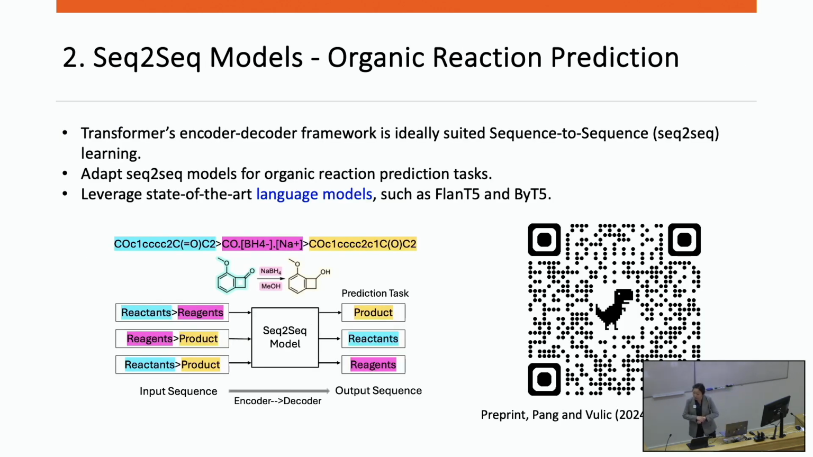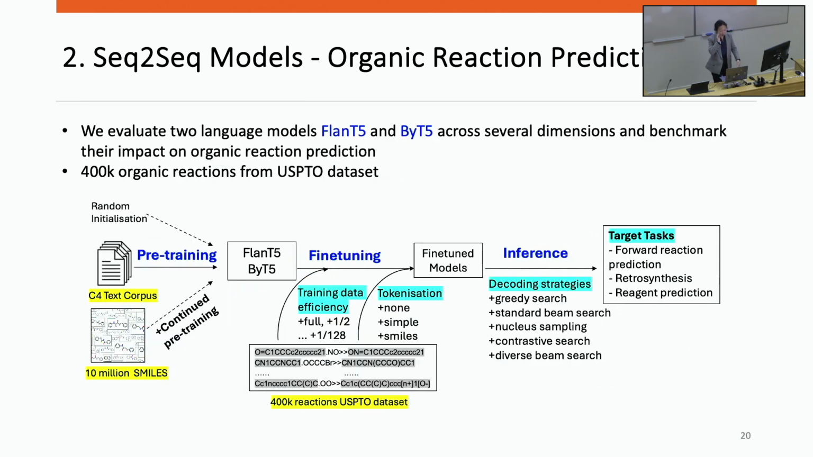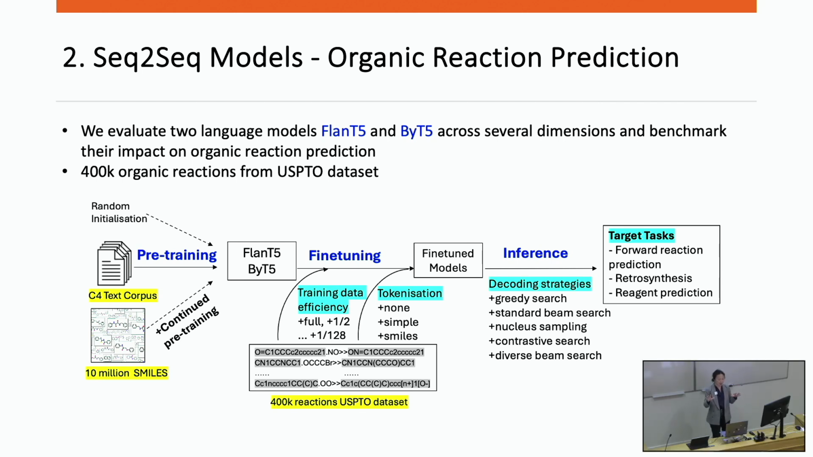How much time do you have? 5 minutes, okay. So for the last few minutes, I would like to share with you very briefly the organic reaction prediction that we've been working on. We use state-of-the-art language models, such as Flan-T5 and ByT5. And by the way, this is the QR code for the preprint on reaction prediction. We're interested in various aspects along this pre-training, fine-tuning, and inference process to try to understand the potential of those models on the reaction prediction tasks.